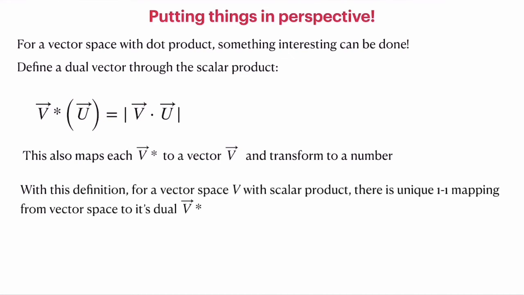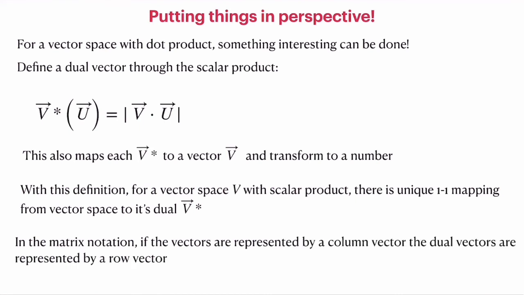More interestingly, if we define it with the scalar product, we have a one-to-one mapping between the vectors and the dual space, and all the properties of vector spaces can also be mapped into properties of the dual spaces. When we have a basis for the vector space, we will have a dual basis for the dual space, and all these properties of linearity should be satisfied.